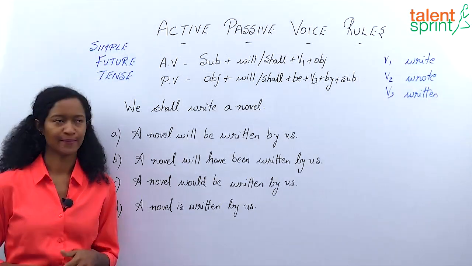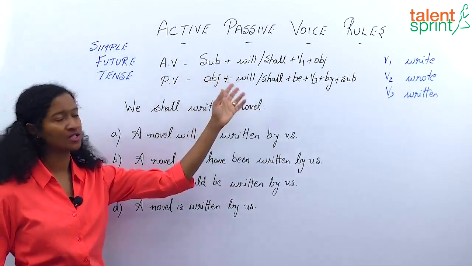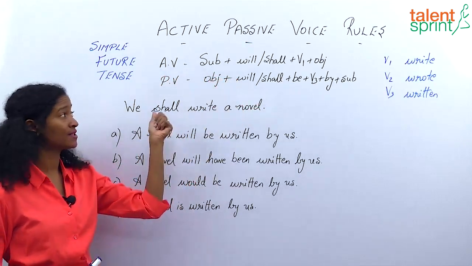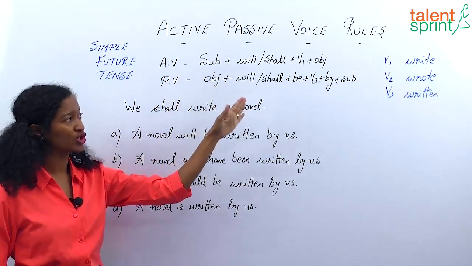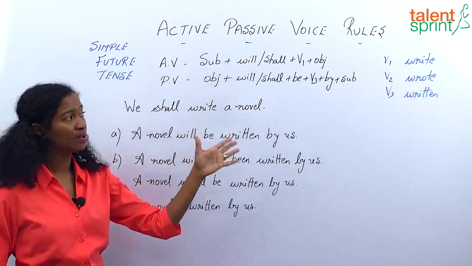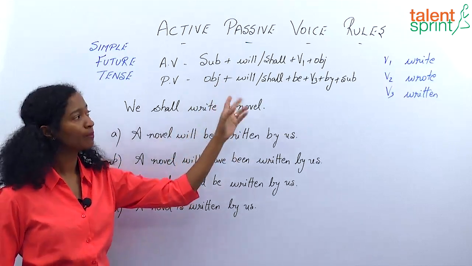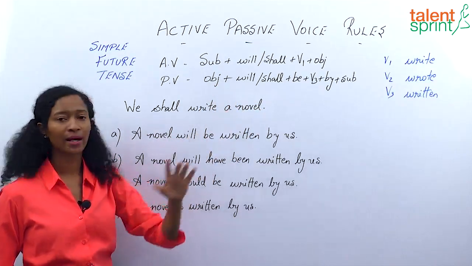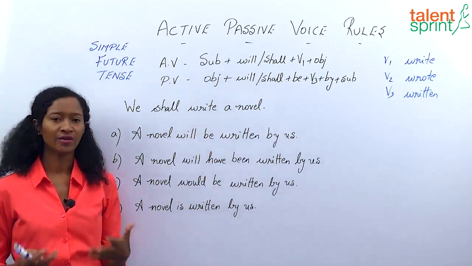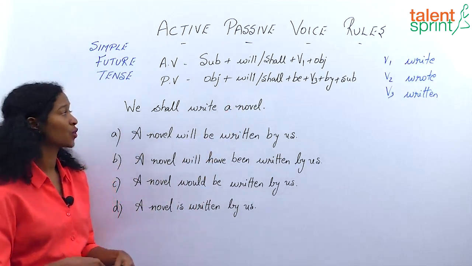Simple future tense. Let's look at our active voice: subject plus will or shall plus verb 1 plus object, and when you change that to passive, it's object plus will or shall, the same modal verbs, plus be plus verb 3 plus by plus subject. Now let's look at our question. We shall write a novel. Okay, so let's see if this meets the requirement.